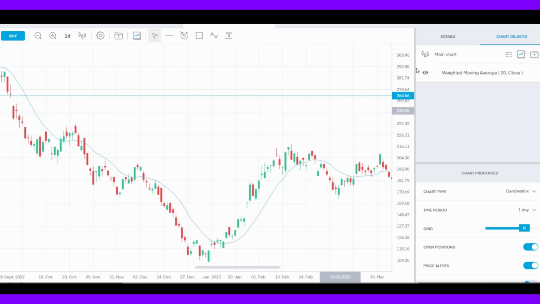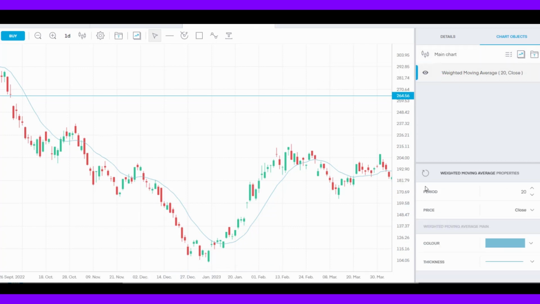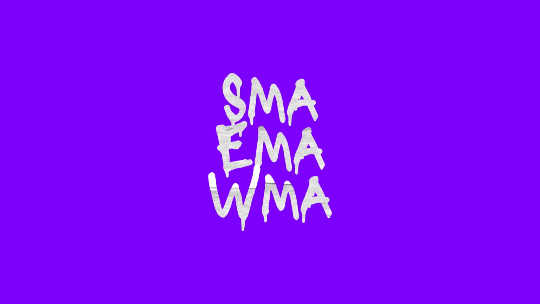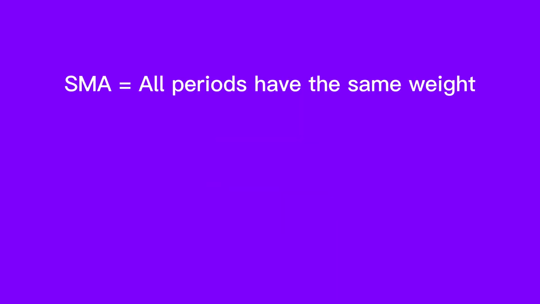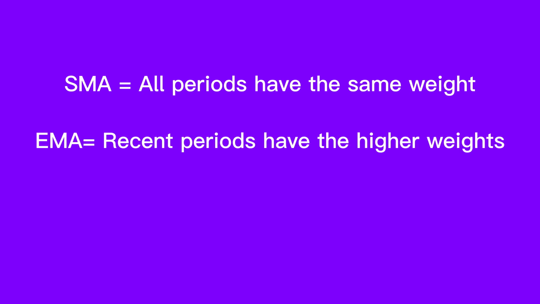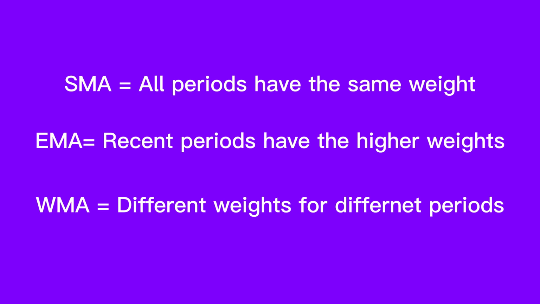To summarize, moving averages are valuable tools in technical analysis that help smooth out price data and identify trends. We covered 3 main types: simple moving averages or SMA, exponential moving averages EMA, and weighted moving averages or WMA. The SMA is calculated by summing up closing prices over a specific period and dividing by the number of periods. The EMA gives more weight to recent prices, making it more responsive to changes. And the WMA assigns different weights to different periods.